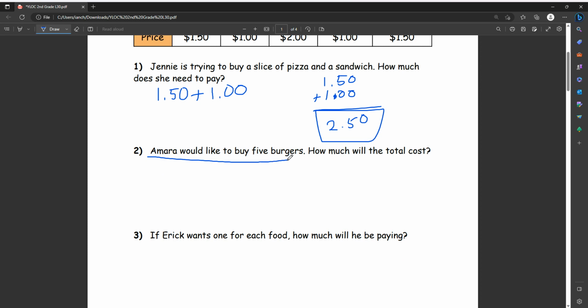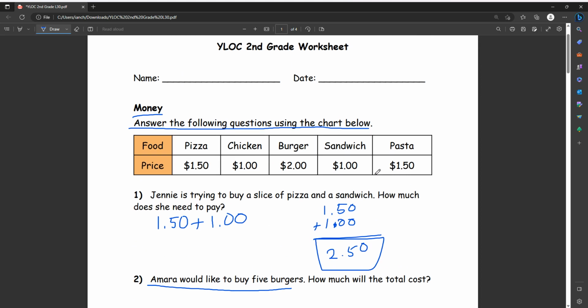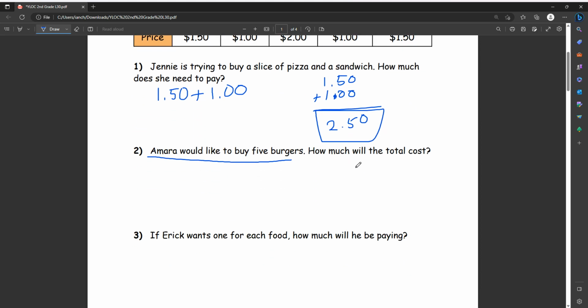Number two, Amar would like to buy 5 burgers. How much will the total cost be? So a burger costs $2 and she wants 5 of them. So we do 2 plus 2 plus 2 plus 2 plus 2. So let's add these pairs up together. So 2 plus 2 equals 4.00.